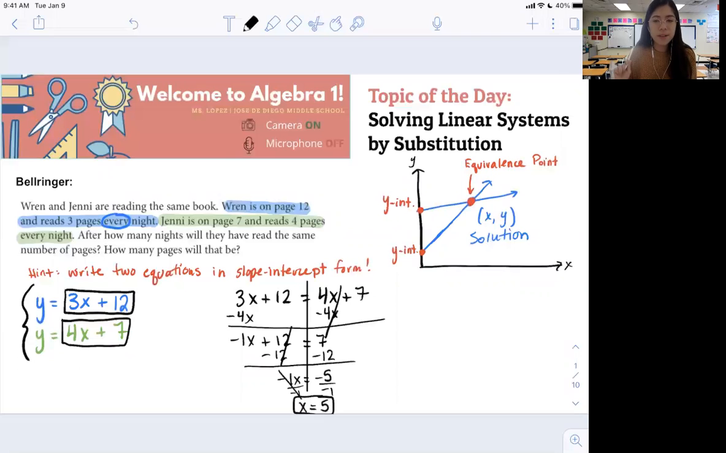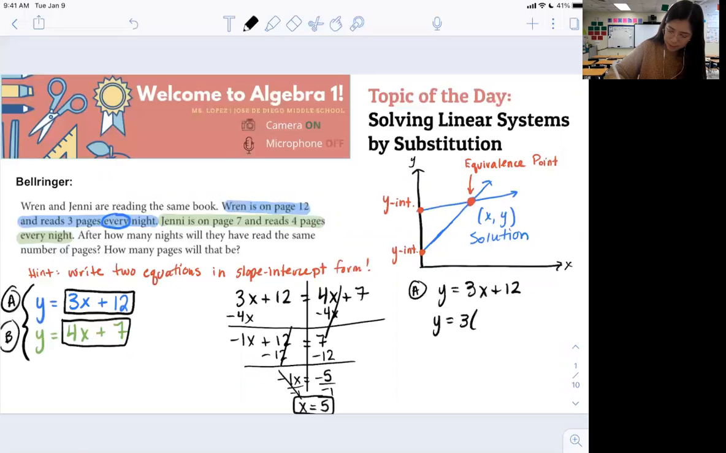Okay, we got our answer for x. What do I do now? Plug it in. Plug in that x in the original equation. Good. Does it matter which one? No, it does not matter. Let's do it into equation A. Y equals 3 times 5 plus 12. 3 times 5 is 15. And what's 15 plus 12? 27. Very good.